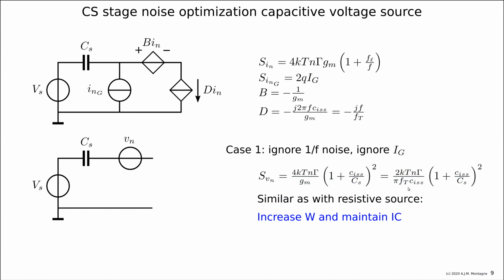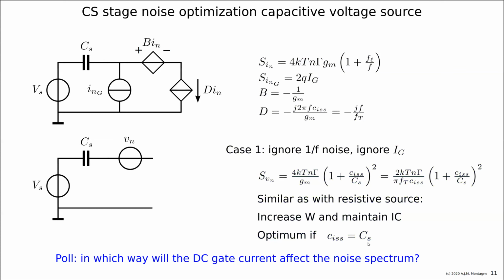So FT is constant, because if you make the width 2 times larger and you maintain the inversion coefficient, it's exactly the same as placing 2 transistors in parallel. And then the FT of the parallel connection is still the same, but you have 2 times more current. So maintaining IC means that with increasing width, we also scale the current. Under that condition, FT is a constant, and the only variable in our expression is CISS. And that you can differentiate and find an optimum. The optimum occurs if CISS is equal to the source capacitance. That is very simple.